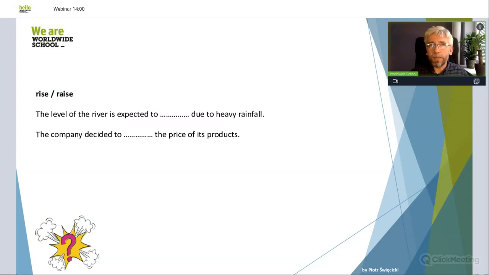Okay, what about raise and rise? Or rise and raise? Which is which? Again. The level of the river is expected to... due to heavy rainfall. The company decided to... your job. It's your job.